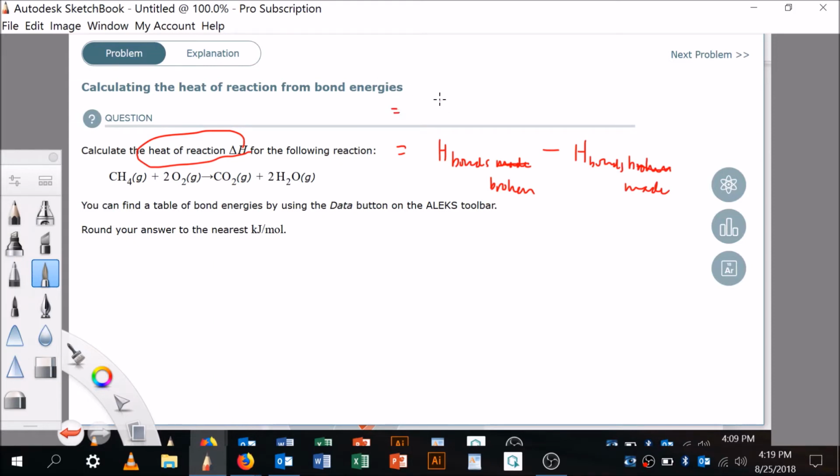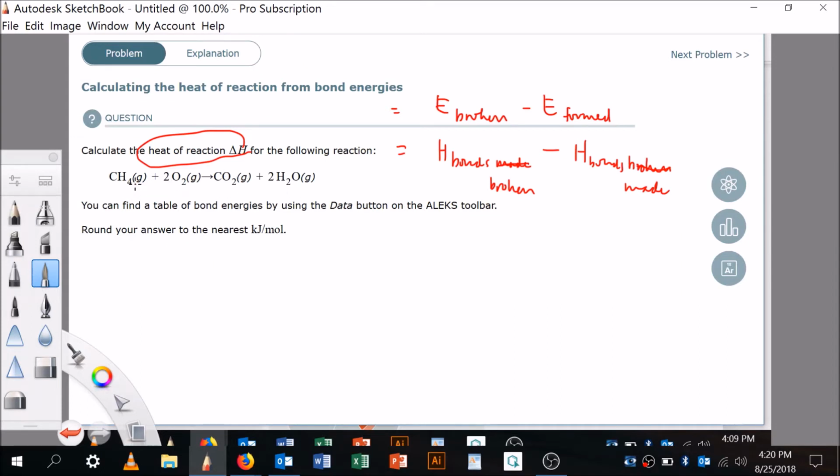I think Alex uses an E for energy, okay? E broken minus E formed, okay? Can you see bonds made and formed, same thing. So this is what Alex is using. Bonds broken minus the bonds formed. That's the energies of those bonds. We'll describe later on request why it goes in this form, because it's going to be negative if it's exothermic, and this is an exothermic reaction, so we're expecting something negative.